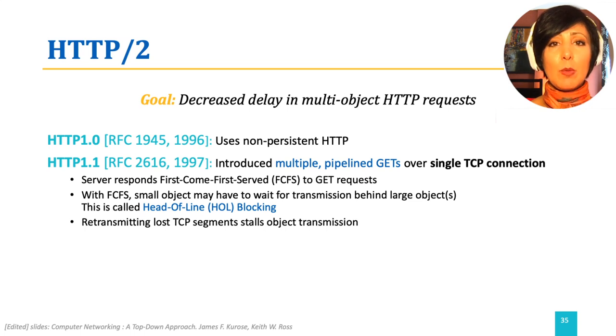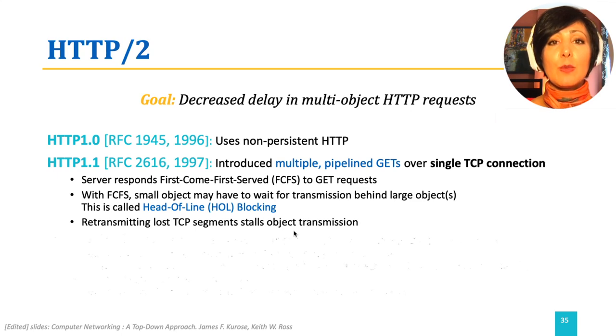So, HTTP 1.1 enabled persistent HTTP and allowed multiple pipelined GETs over a single TCP connection to decrease delay. However, a problem called head-of-line blocking, that could happen in transmission of large objects, could slow the process down.